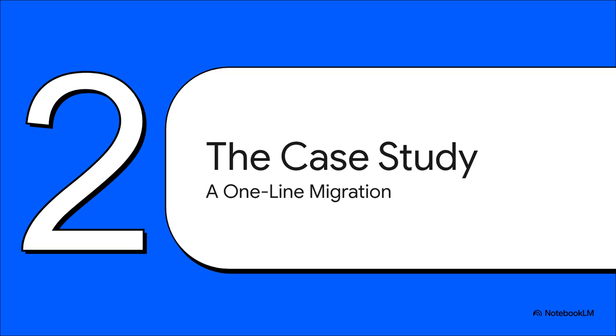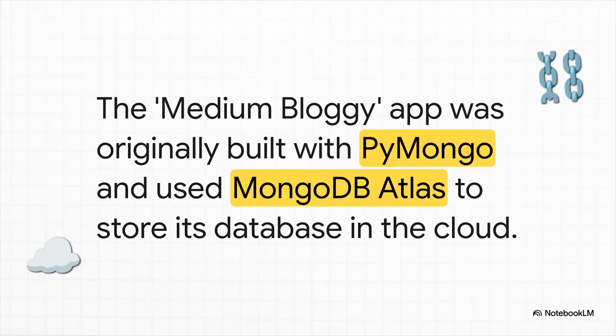Let's check out a perfect case study, a blogging app called Medium Bloggy that made the switch from MongoDB to NeoSQLite. So the original app had a very standard, production-style setup. It was connecting to a MongoDB cluster up in the cloud on Atlas. That meant managing all the credentials and configs just to get the app talking to its remote database.